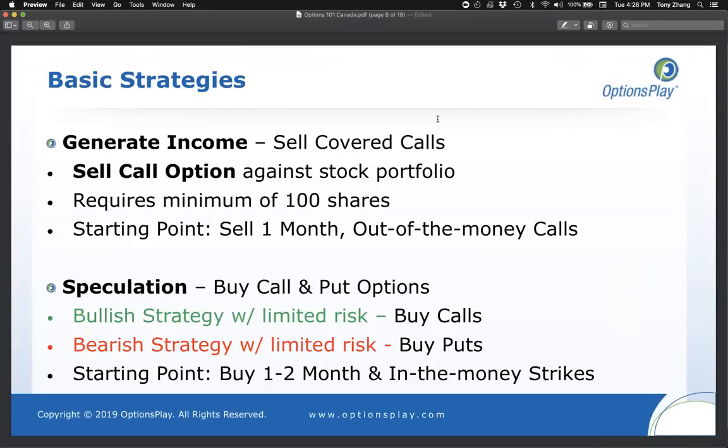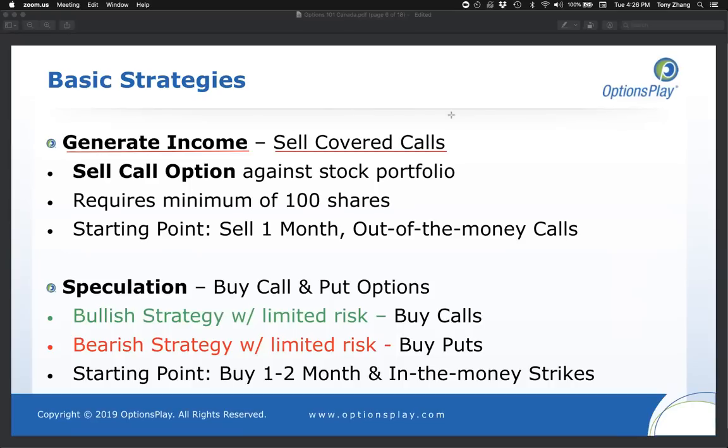So to start off, let's talk about the 2 strategies we're going to go over here today. We're going to talk about generating income, and then we're going to talk about speculation. So generating income is the first and foremost strategy that you're going to be able to do in your options trading account. It's the first strategy that you're approved for. Because when you're trading options, you actually have different levels of approval. Your broker will, depending on your trading experience, approve you for different levels of trading options. And the first level you get approved for is the sell covered calls.